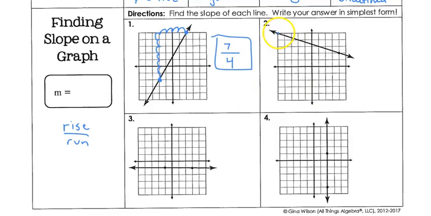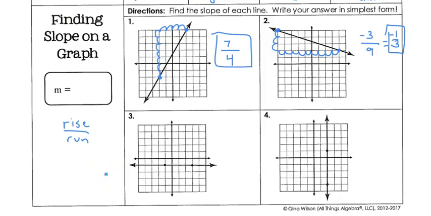Okay, this one, here's my first point, here's my second point. This time I'm counting down 1, 2, 3. So that would be -3. And then I'm going to count to the right 1, 2, 3, 4, 5, 6, 7, 8, 9. So negative 3 over 9, that can be simplified to negative 1/3. So the slope of this line is negative 1/3.